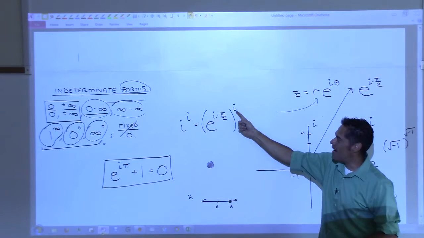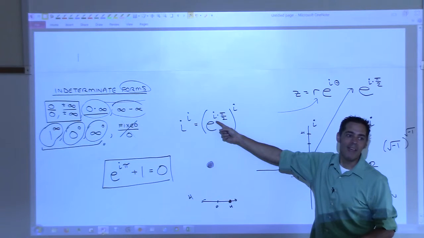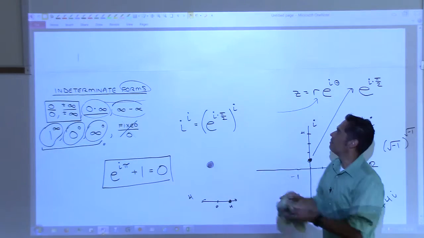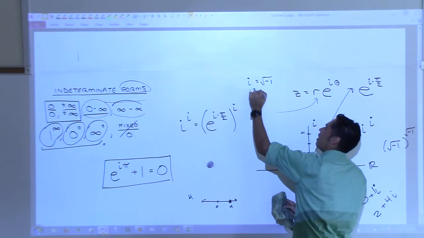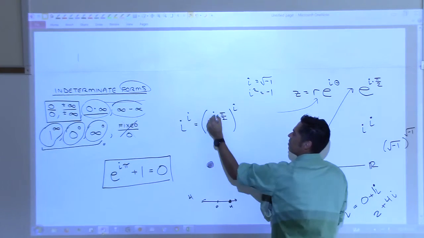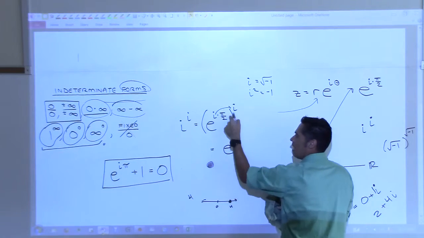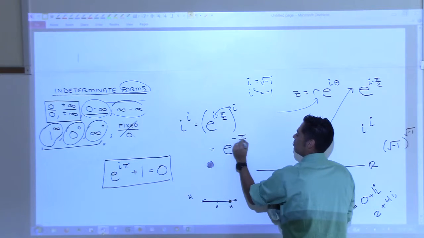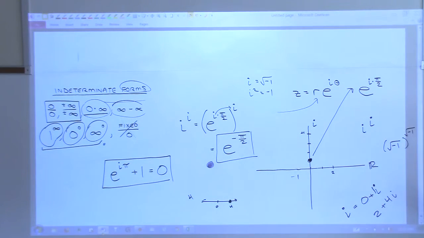Multiply them. What's i times i? i squared. What's i squared? -1. Right? If i is root -1, then i squared is -1. So this i and this i multiply, so you get e to the -1 times pi over 2. So e raised to negative pi over 2 is i to the i.